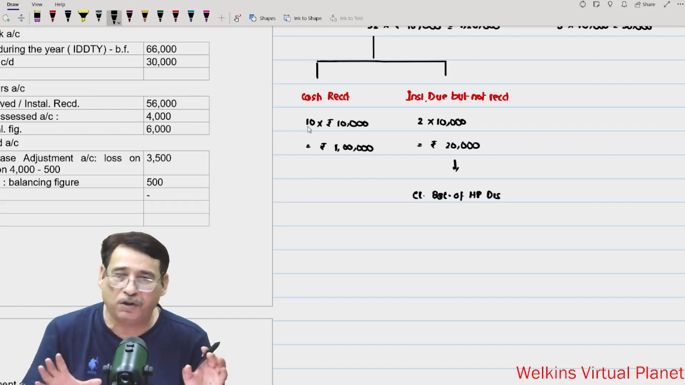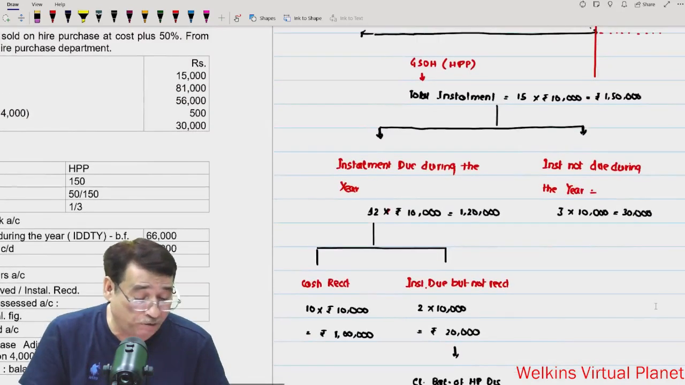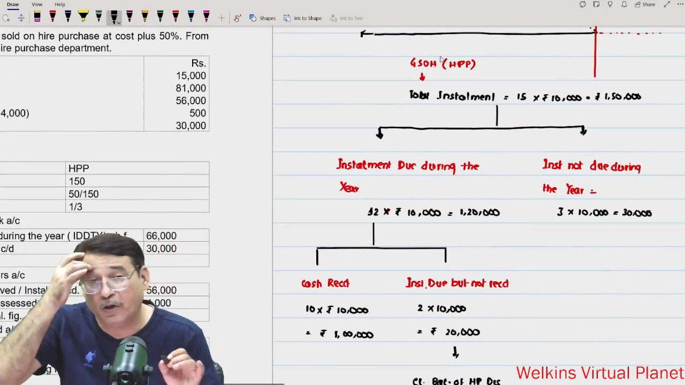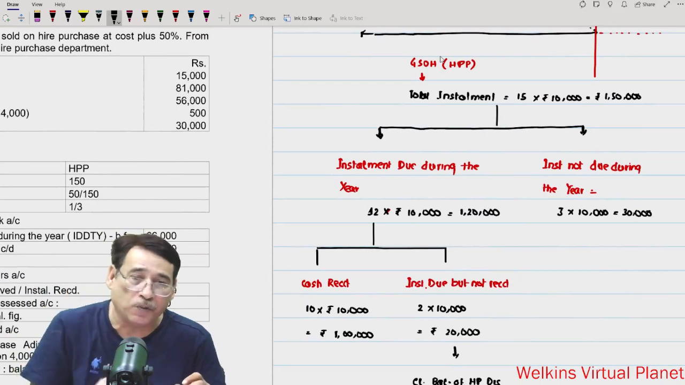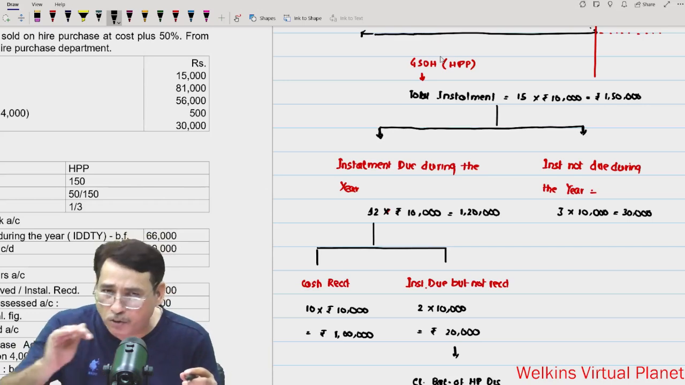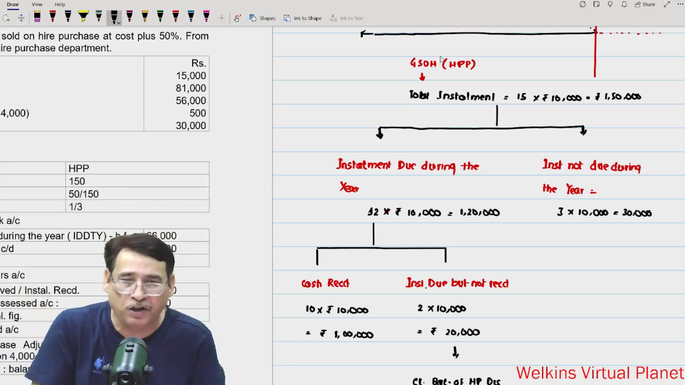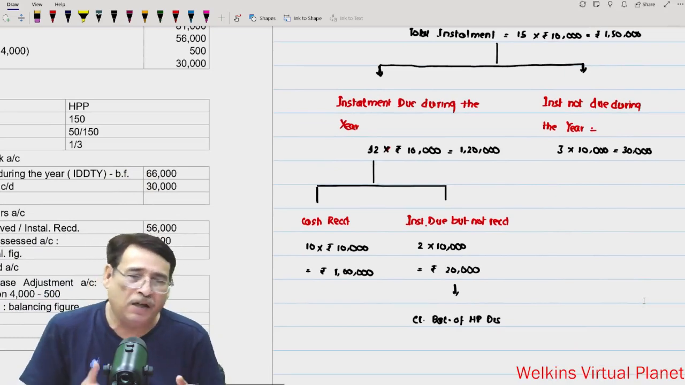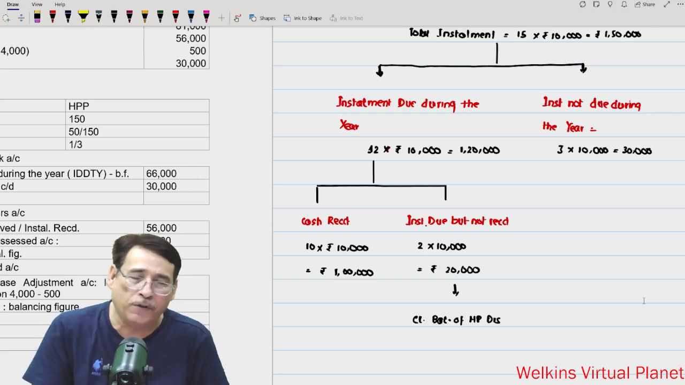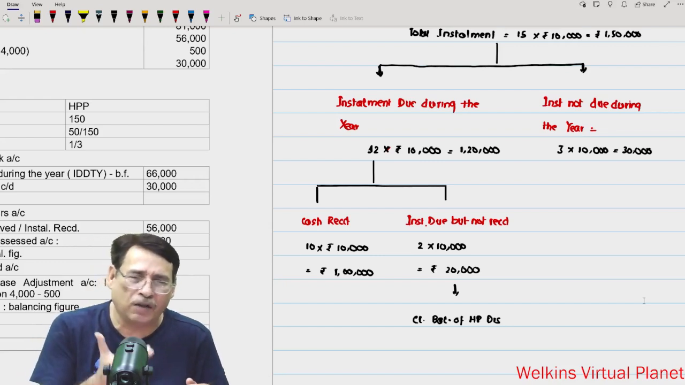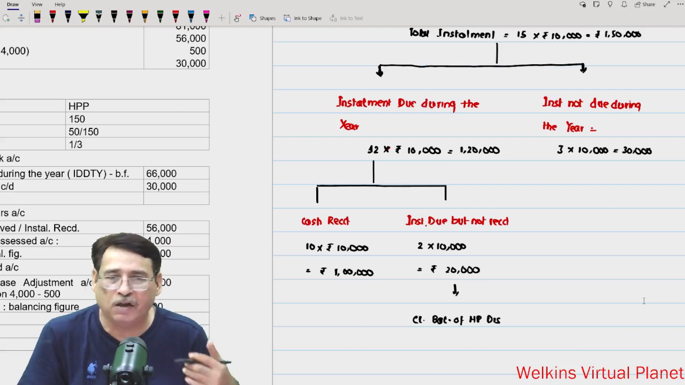Is it clear to you or not? Terminology is very important. First of all, I told you total installment. Total installment is nothing but your goods sold on hire at hire purchase price. Then total installments are segregated into two elements, installment due during the year and installment not due during the year. First of all, we are analyzing installment due during the year. Because in the current year, there are 12 months, only 12 installments could become due. So either we will receive the full amount which was due during the year, or perhaps we may receive some portion of the amount and some portion may still remain unpaid.